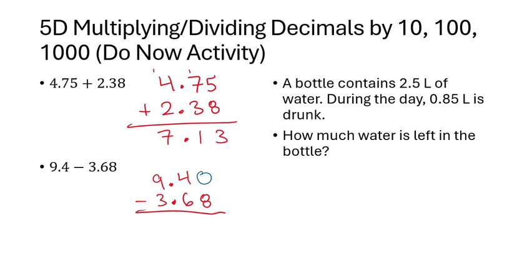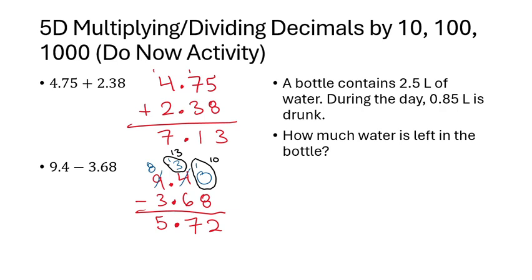0 minus 8 doesn't work, so we have to borrow from the next column over. This now reads as the number 10. So 10 minus 8 is 2. Now 3 minus 6 doesn't work, so we're going to have to cancel and borrow again. This now becomes 13 minus 6, which is 7. And then 8 minus 3 is just 5. Make sure you line up the decimal points like so.